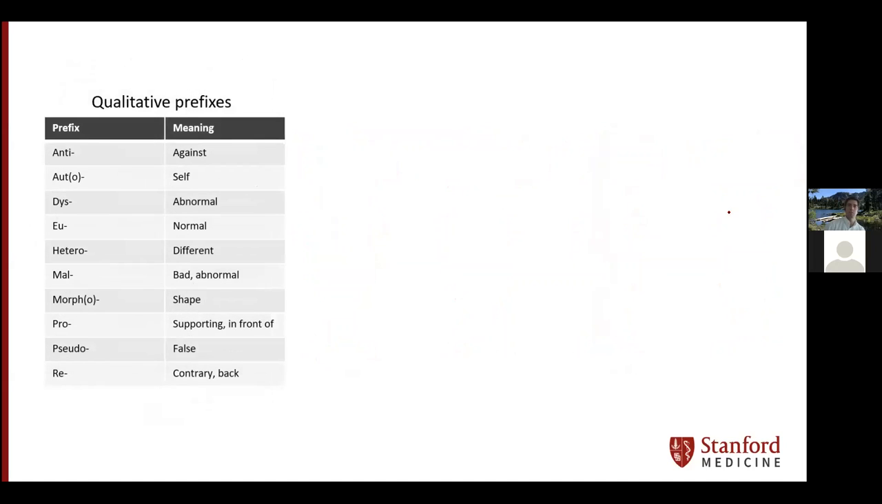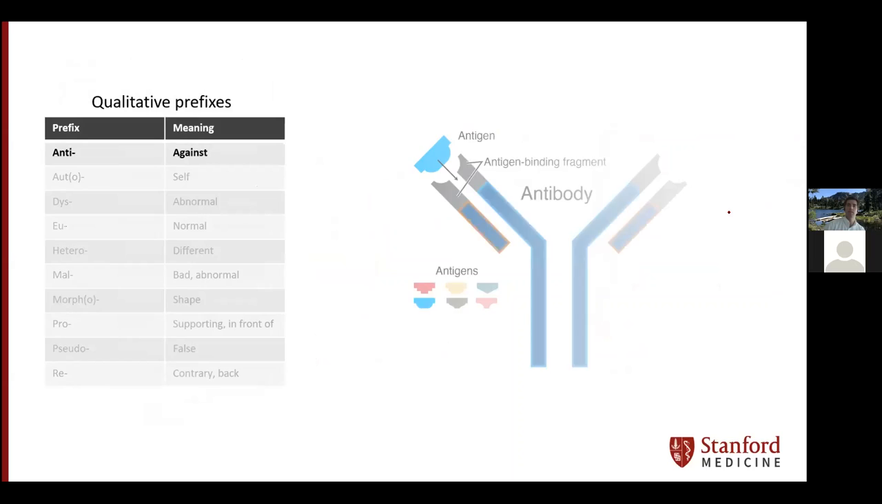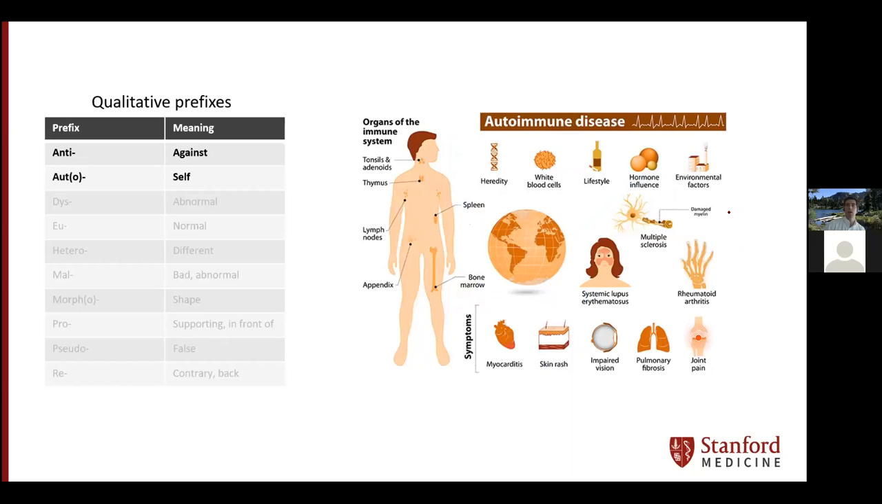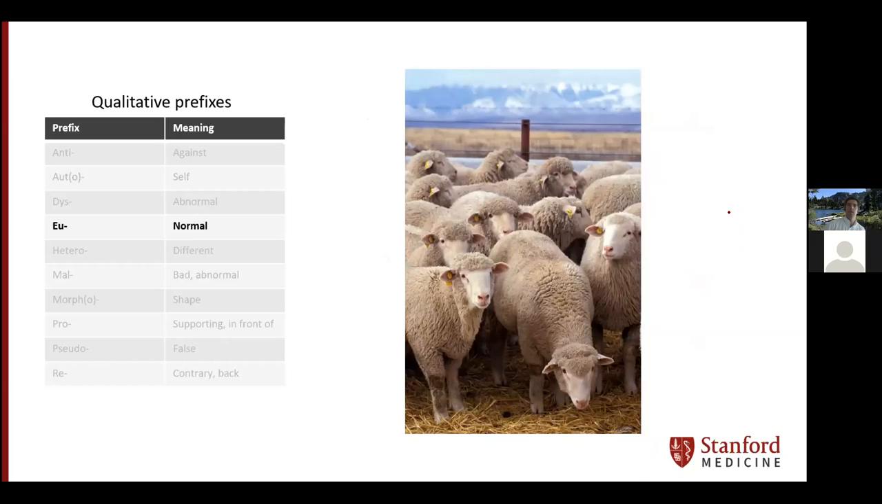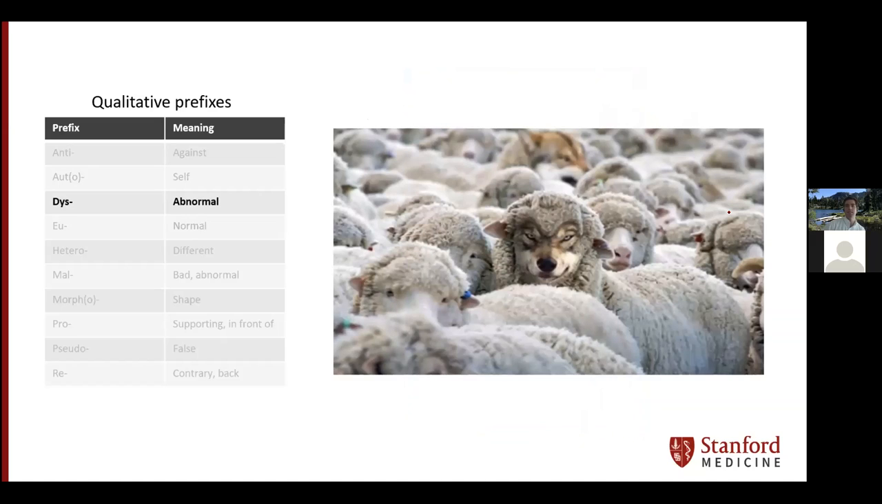You can also have qualitative prefixes, which tell you sort of whether something is normal, abnormal, the shape of it, whether it's supporting it, etc. So an antibody is a protein that attacks other proteins or antigens. If you have an autoantibody, it's antibodies that attack yourself, causing autoimmune disorders like systemic lupus erythematosus or rheumatoid arthritis. You can also use the word eu for normal, no pun intended. And then dis for abnormal. And mal is abnormal, but in a bad connotation, which I would say this is.